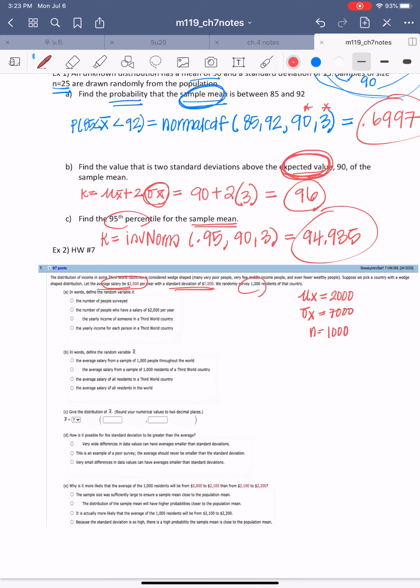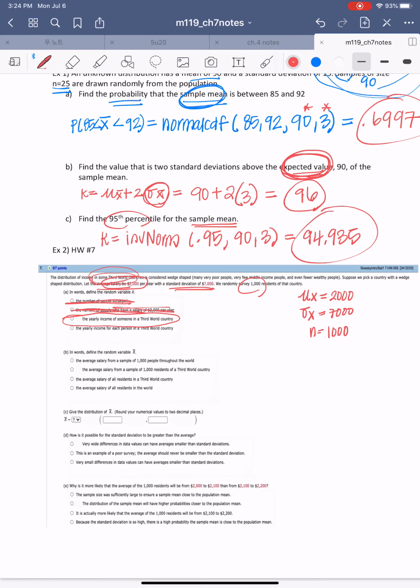Okay, in words, define the random variable x. So what does our x represent? X was a salary. The number of people will be n, the number of people, that's always just n. Yearly income for someone in the third world country, or yearly income for each person in a third world country. The correct one will be someone in a third world country. We didn't get each person in a third world country. We picked some of the third world country and got the result. So yearly income for someone in a third world country.